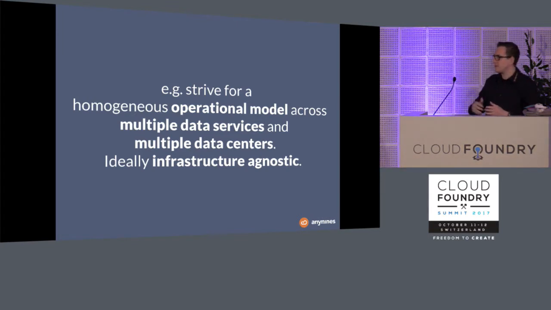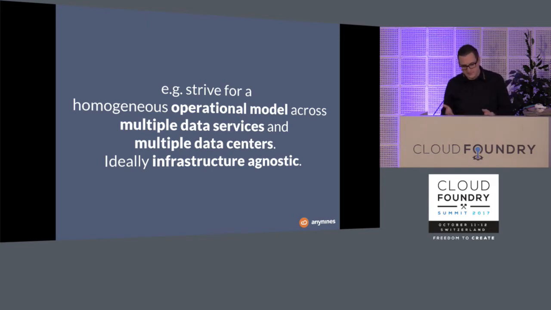In Asia, for example, I heard local companies preferring Microsoft Azure over Amazon, where in the US it might be the other way around. So in our platform strategy, we always had the assumption that we would like to have a homogeneous operational model, which means I won't have similar operational procedures for running a Postgres than for running a Redis. And we want to have that across multiple data centers without tying into the technical details too much.